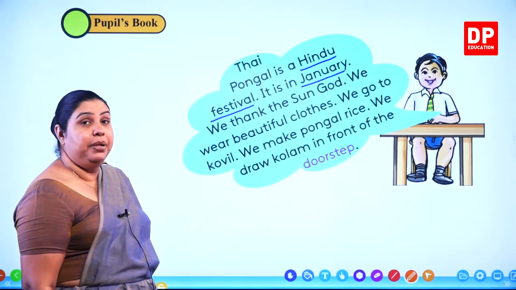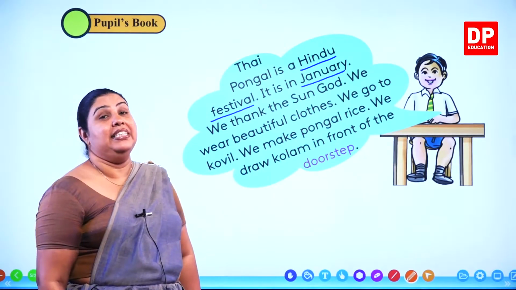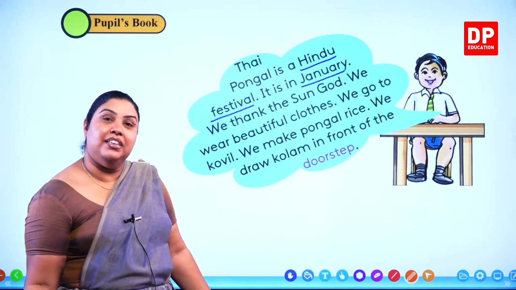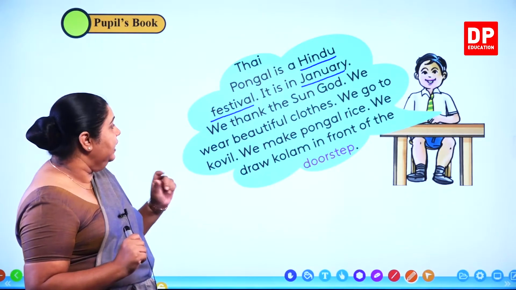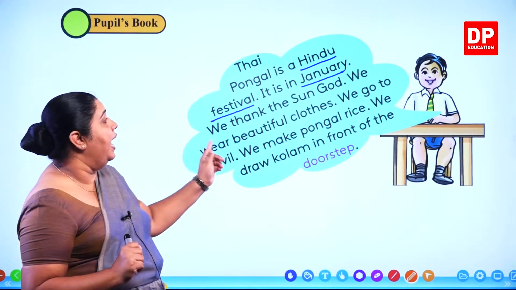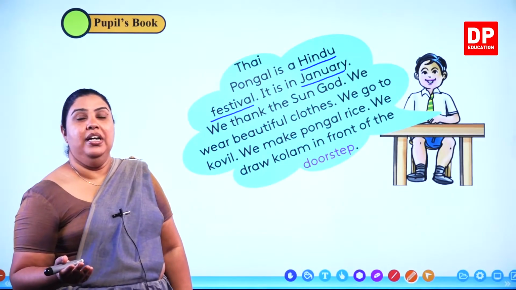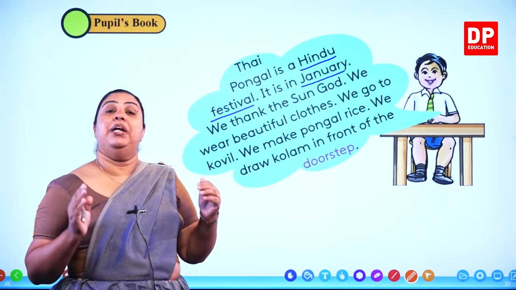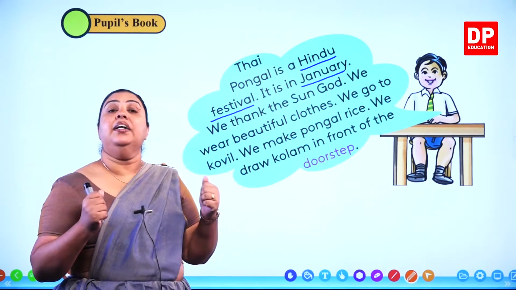Like the way we celebrate our Avurudu in April, Thai Pongal festival is in January. What is the month that we celebrate Thai Pongal? In January. Then they say, we thank the sun god. We thank the sun god. The purpose of celebrating Thai Pongal is that they thank the sun god.